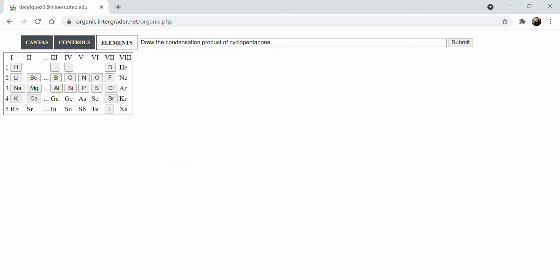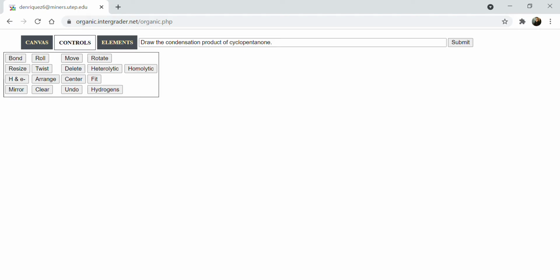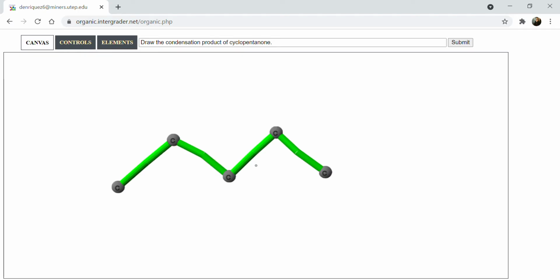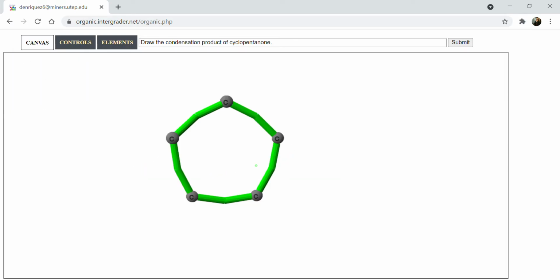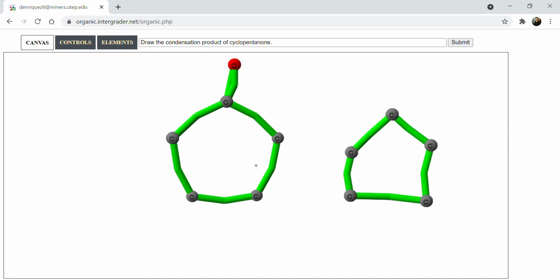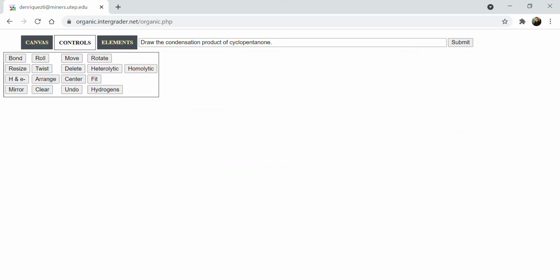Okay, condensation product of cyclopentanone. So I'm going to start by drawing pentane. Actually, it's a ring, so I'm going to bond the last one over here like this. Arrange, and then "one", so I know there's going to be an oxygen there. And then since it doesn't give me another one, I'm going to be reacting it with itself. So I'm going to add another one over here, and then my ketone. Add my hydrogens, hit arrange, fit, and let's move some things around.